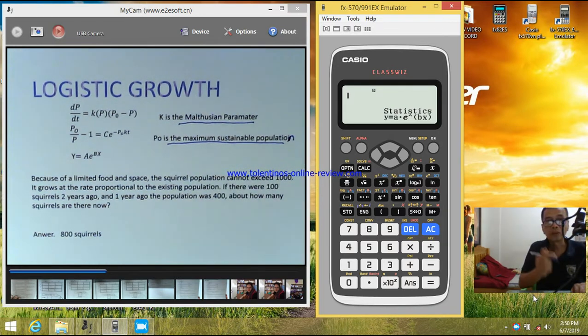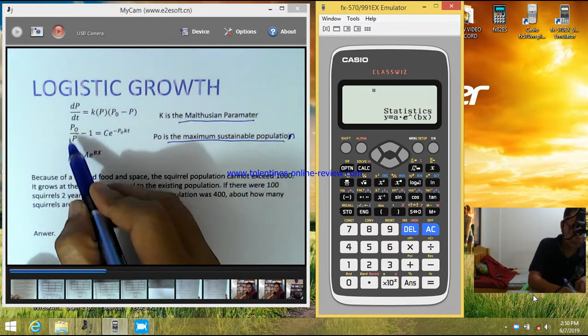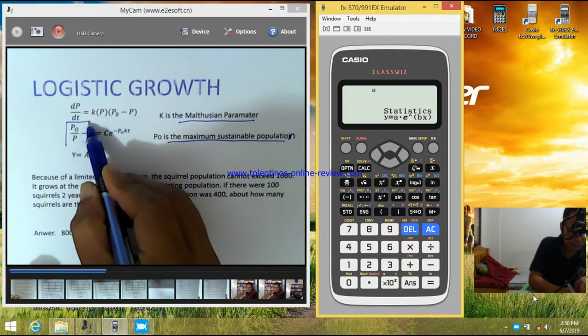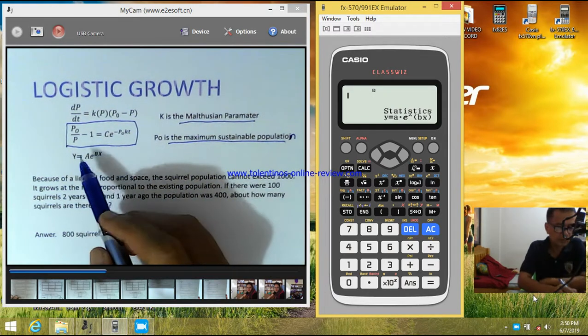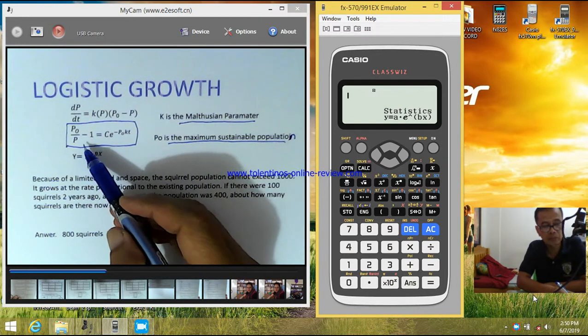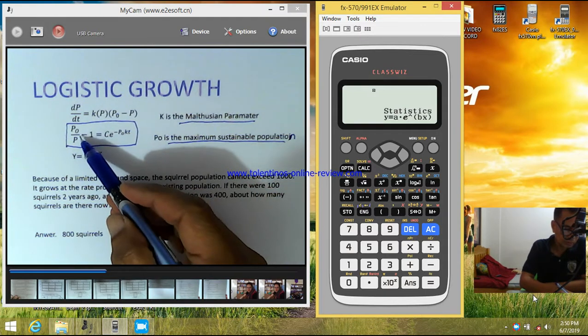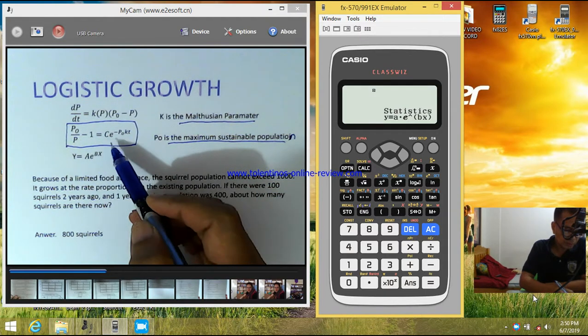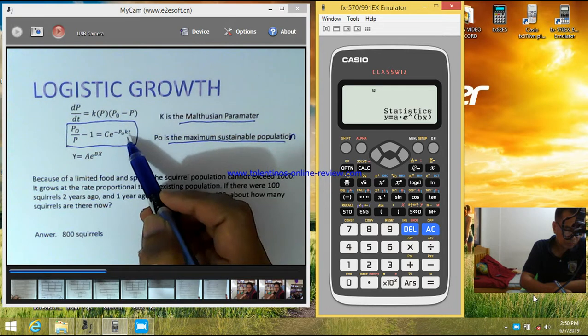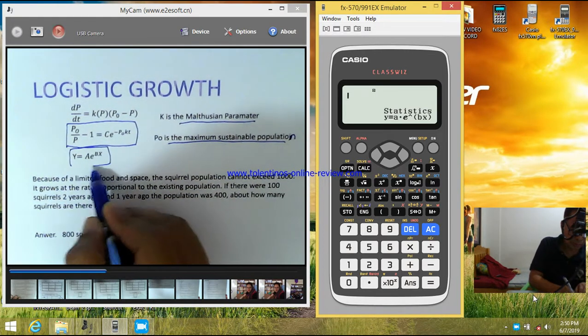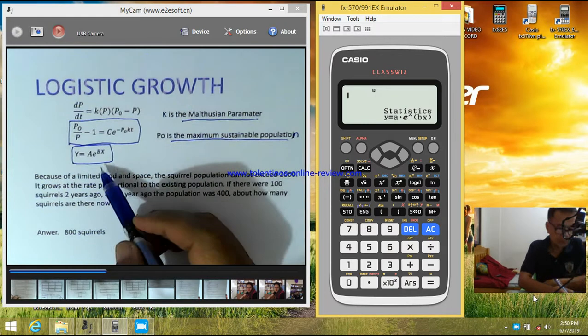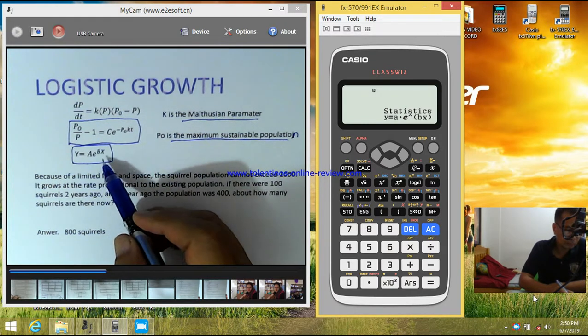Of course, this differential equation can be solved, and the solution is P sub 0 over P minus 1 equals C e to the minus P sub 0 k t. This can be modeled using the exponential model y equals a e to the bx.